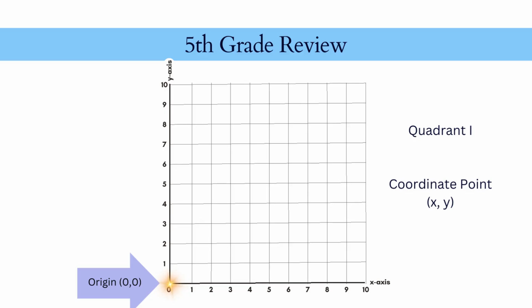In 5th grade, our students learned about quadrant 1 that contains a positive x and y value. We also learned that the coordinate point 0, 0 is referred to as the origin. Now, in 6th grade, our students will learn and explore the 4 quadrants.